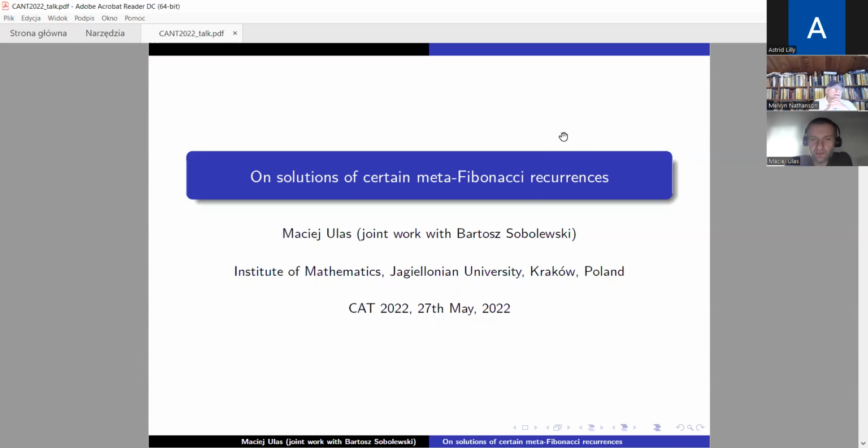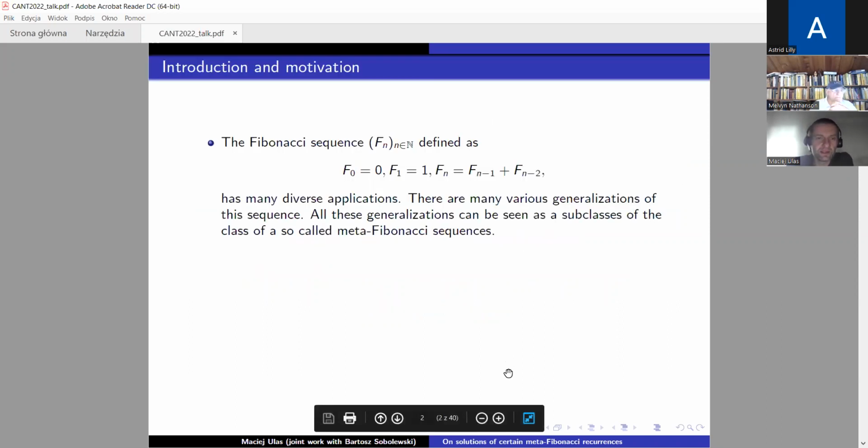Yes, and I will speak about my recent findings concerning the solutions of certain meta Fibonacci recurrences. This talk is based on joint work with Bartosz Sobolewski. Okay, so let us start with some introduction and motivation.